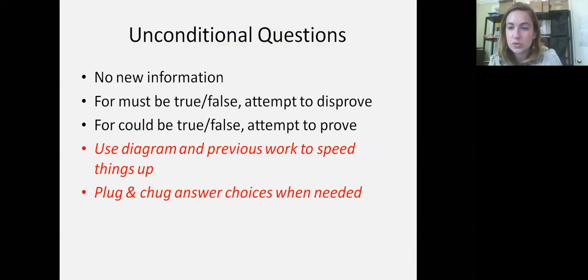The fastest ways to do this are sometimes you'll be able to just glance at your diagram and see that something has to be true or false if you've already made the appropriate inference. And sometimes you'll be able to use your previous work. So I always give my previous diagrams a skim over, anything I've made for an unconditional question or the orientation question. And then if you need to, we do what's called plug and chug, which is where you test each answer choice one at a time using either the attempt to prove or the attempt to disprove, whatever is appropriate based on your question type.